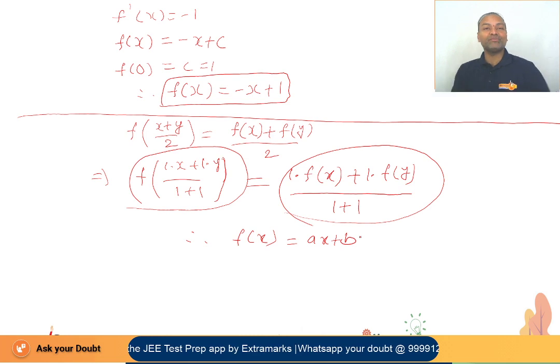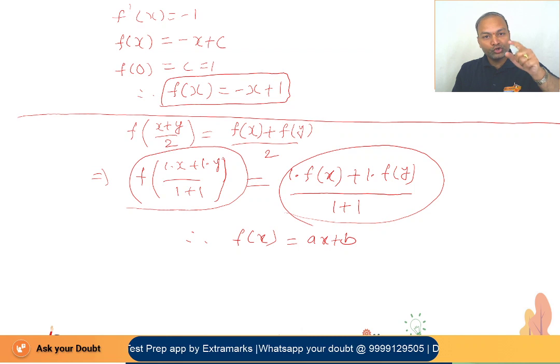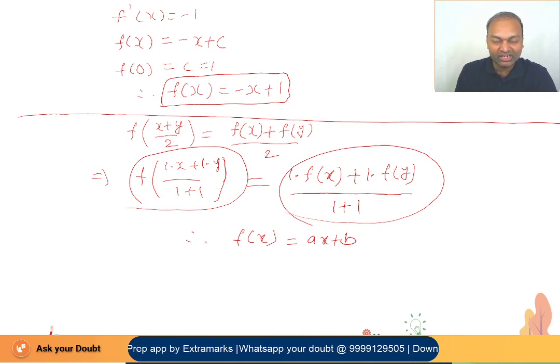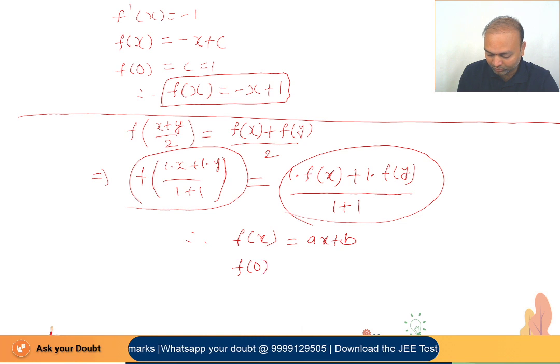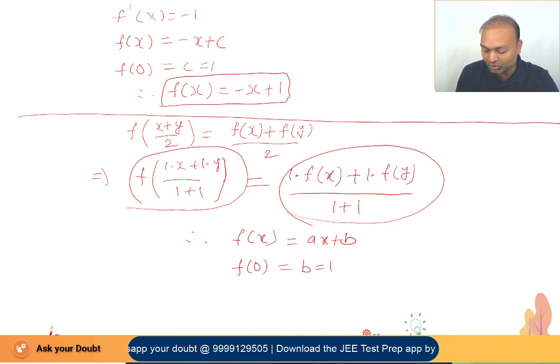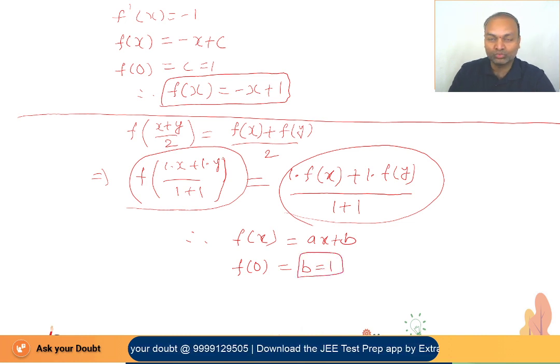Now you find the values of a and b. The problem is over. How to find a and b? Use the given conditions. The first condition is f of 0 is equal to 1. So put x is equal to 0 here: a into 0 is 0, remaining is b. But f of 0 is 1, so the b value is 1.